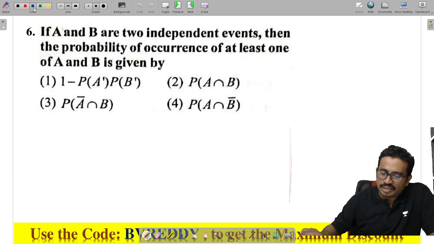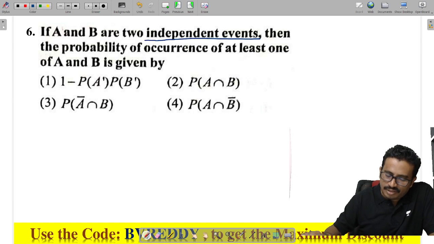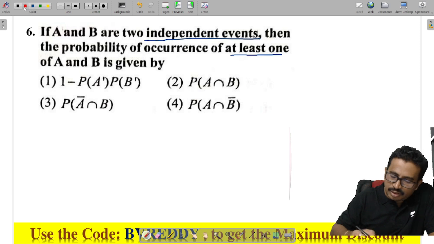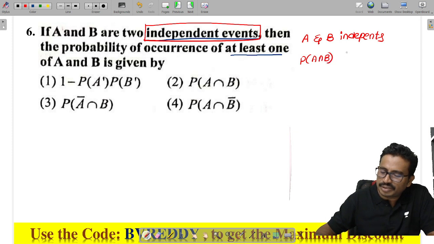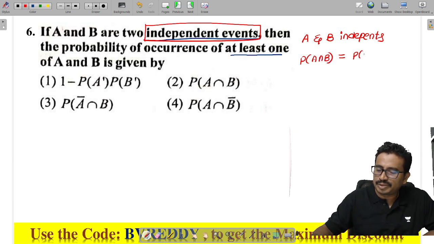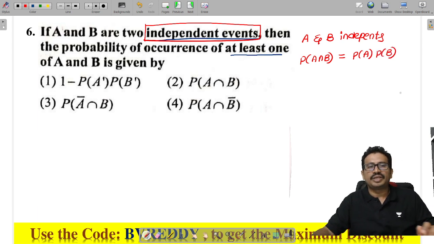If A and B are two independent events, then the probability of occurrence of at least one. First of all, the condition given is that A and B are independent events. So that means P of A intersection B is equal to P of A into P of B, since both A and B are independent events.